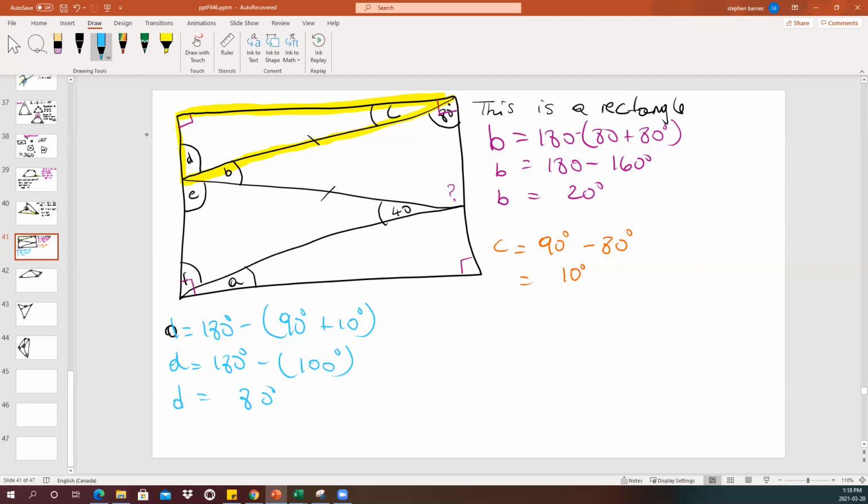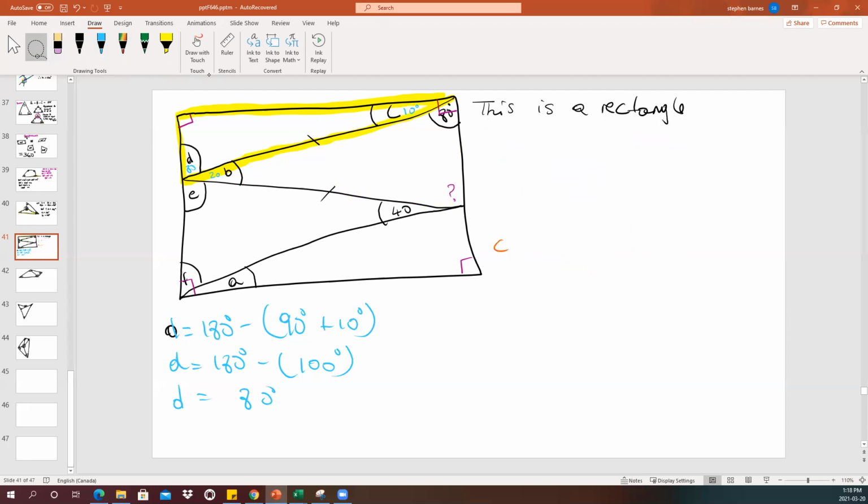All right, so I'm just going to jot in some of these values. C is 10, B is, where is B? 20. Is it 20? Yes. Yes, miss. 20, D is 80. Just because I'm going to erase this, I want to keep track of the values in case I need them.